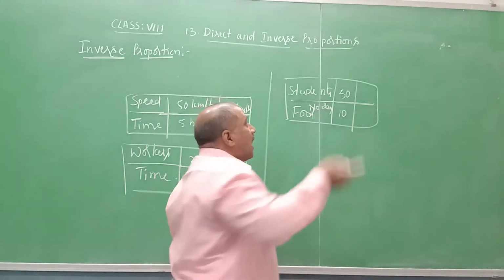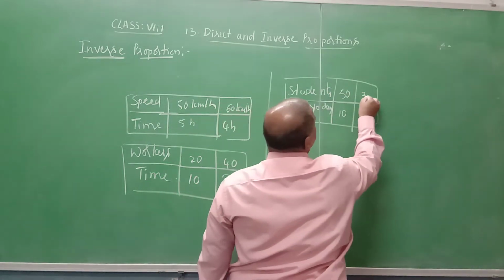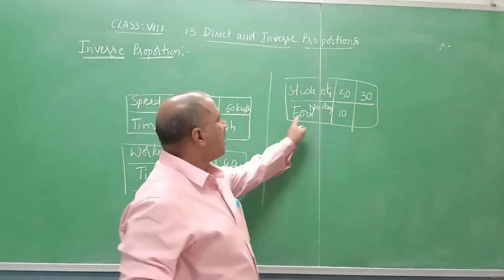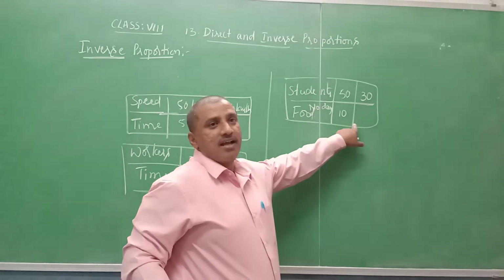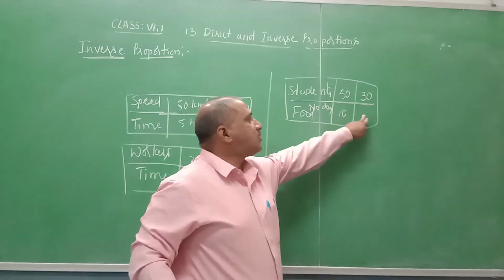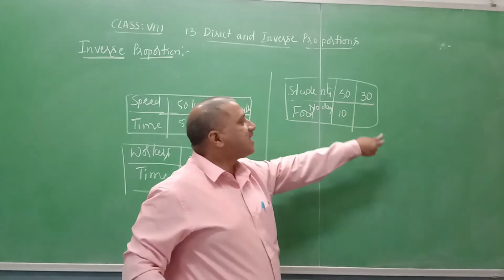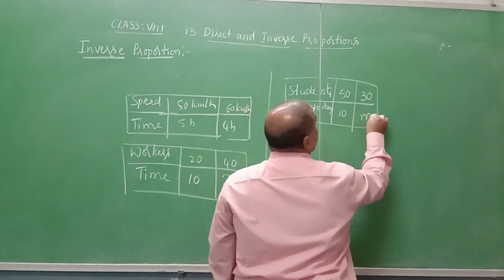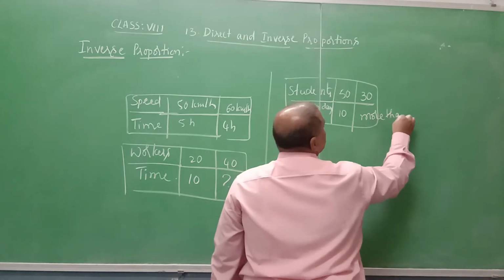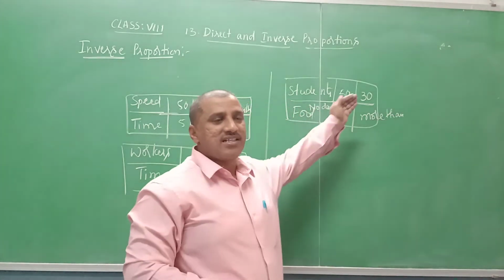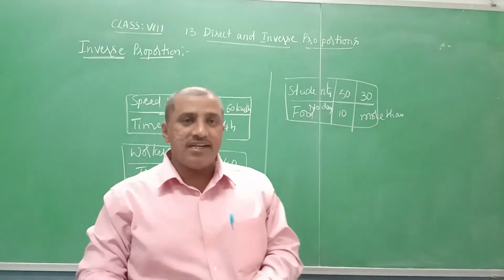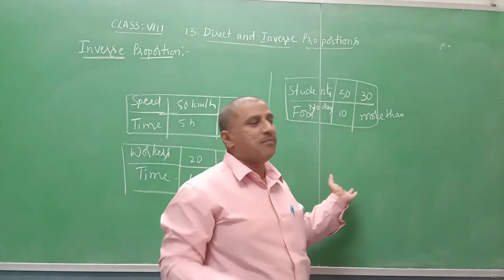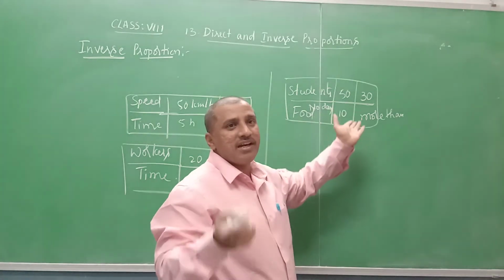If the students in the hostel are just 30 students, not 50, the students are decreased. Now the same food is sufficient for 30 students. Will it be more than 10 days or less than 10 days? Definitely it will be more than 10 days. As the number of students is reduced, the number of days the food is sufficient for them will be more. So this is one more case.